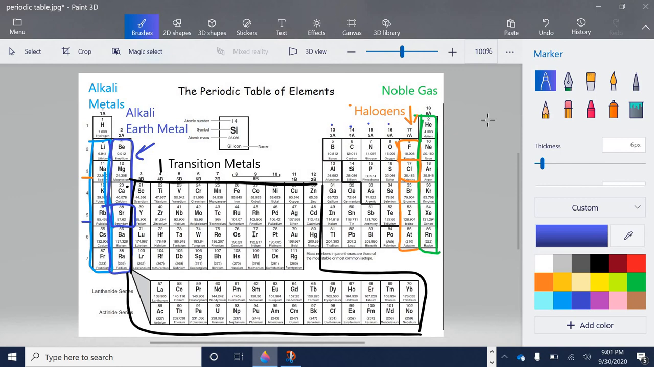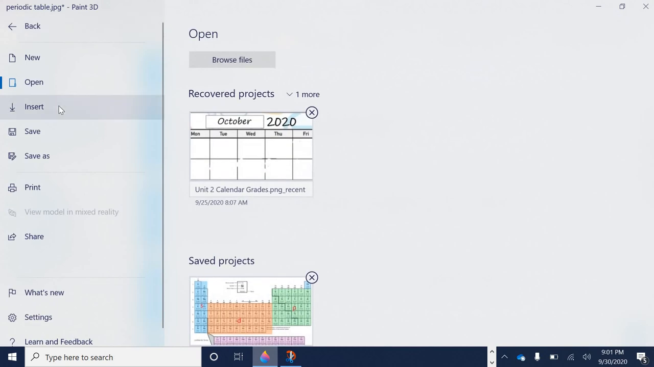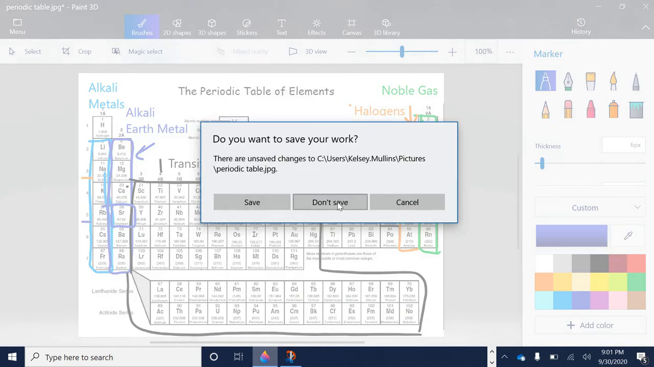Let's talk about some trends or patterns that happen with atomic structure and some properties of elements on this periodic table. So again, I'm going to open up a fresh one here.